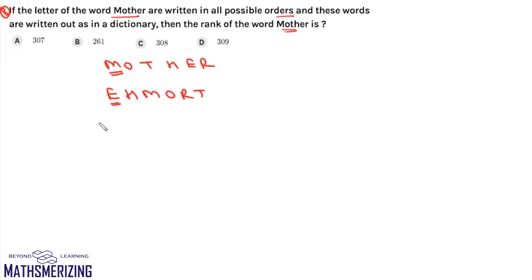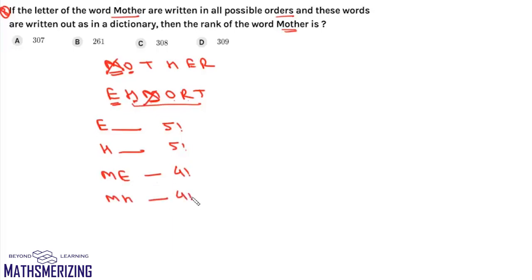Now first we need M, but our letter will begin with E. First we'll find all the words that start with E. There are 5 remaining letters, so it'll be simply factorial 5. Now it'll start with H, so again factorial 5. Now after E and H, we'll get M, so this M is fixed. Now we need to wait for O. First we'll get M-E. Now if M and E are fixed, we are left with 4 letters, so it can be arranged in factorial 4 ways. After M-E, we'll get M-H, which again will be factorial 4.